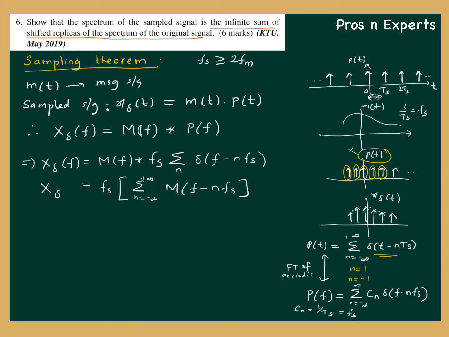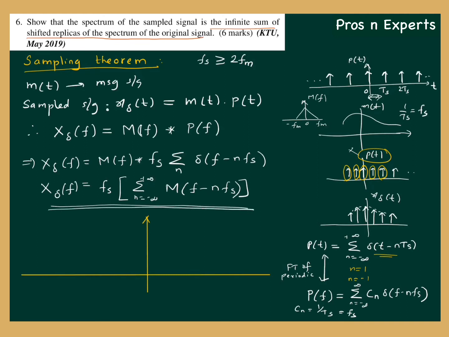Okay, so this is the spectrum of the sampled signal. Now why don't we just try to plot this? Before plotting, we have to assume that our message signal will have a Fourier spectrum like this. This is a band limited signal. Fm is the maximum frequency component. This is M of f, centered at 0.